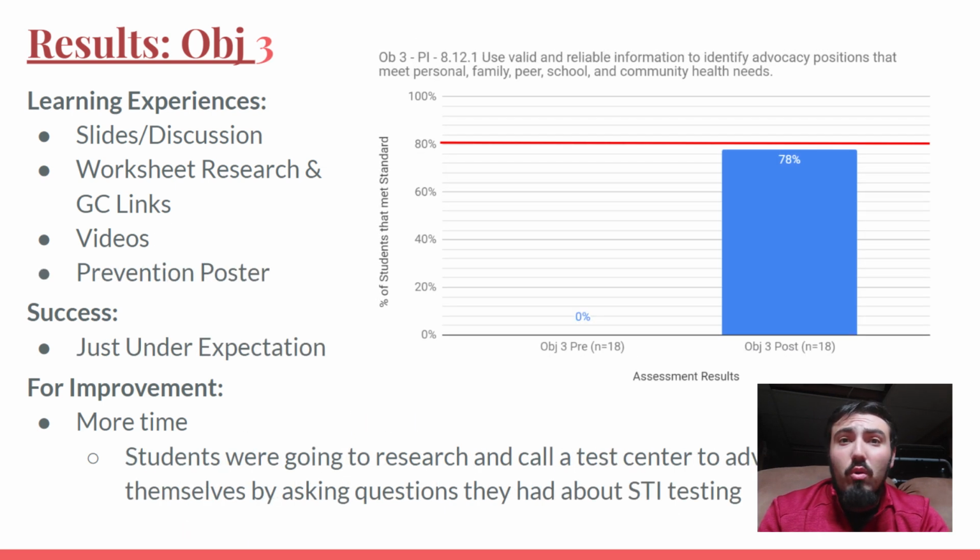So this objective was all about advocating for themselves and others. The target for this objective was 80%. The class average was a 78, so they weren't too far off.